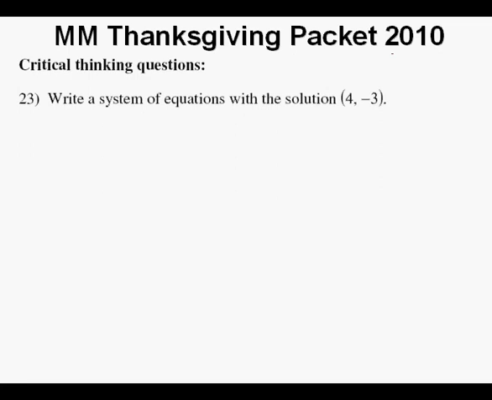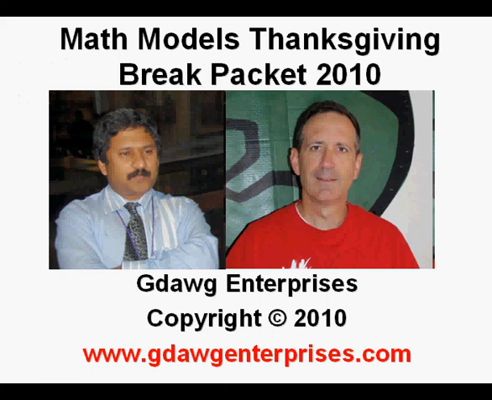And now the last problem, number 23. Write a system of equations with the solution 4 comma negative 3. As a hint, this might be quite easy if you let one of the equations be y equals negative 3.